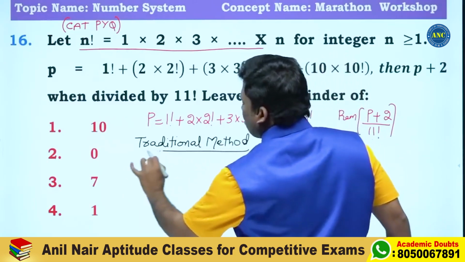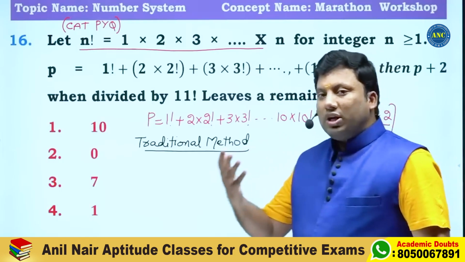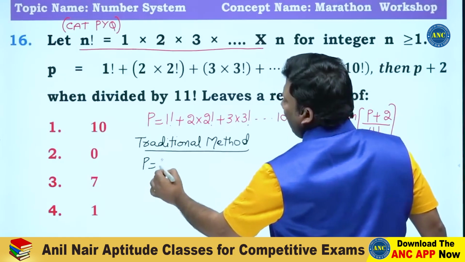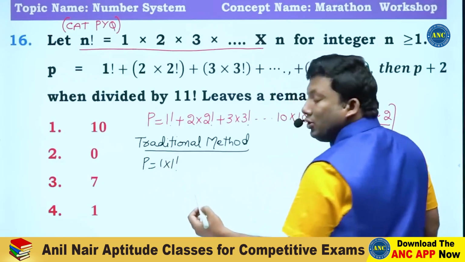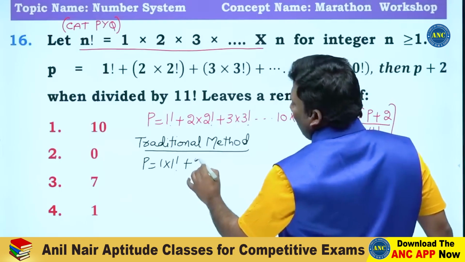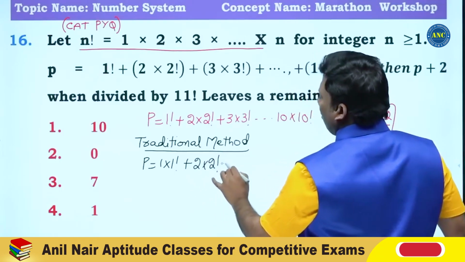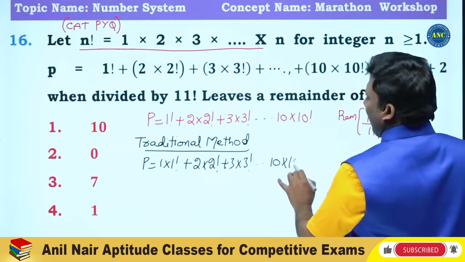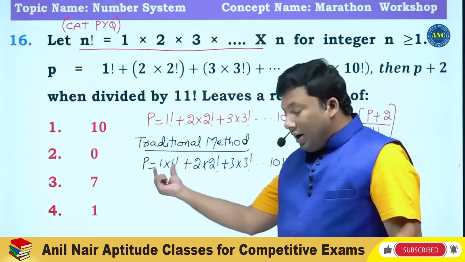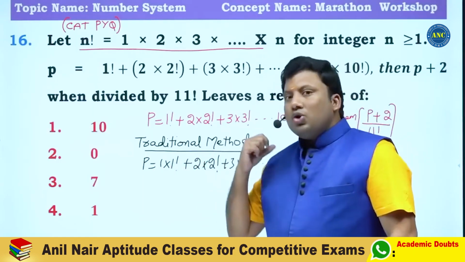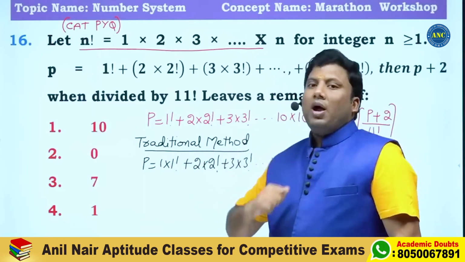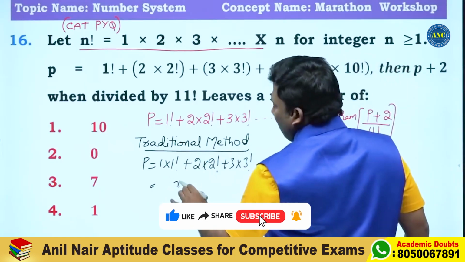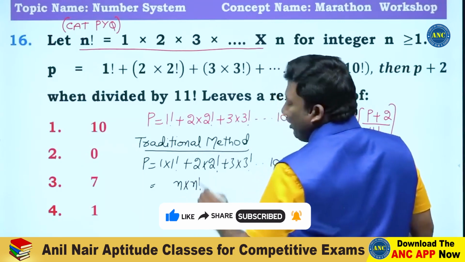inexperienced teachers and students who probably do not know the optimized way, what they will do is this: 1 factorial, if you observe carefully, is 1. So 1 into 1 factorial, 2 into 2 factorial, 3 into 3 factorial and so on up to 10 into 10 factorial. Observe the first term, 1 into 1 factorial. Second term, 2 into 2 factorial. Third term, 3 into 3 factorial. 10th term, 10 into 10 factorial. So the nth term is given by n into n factorial.